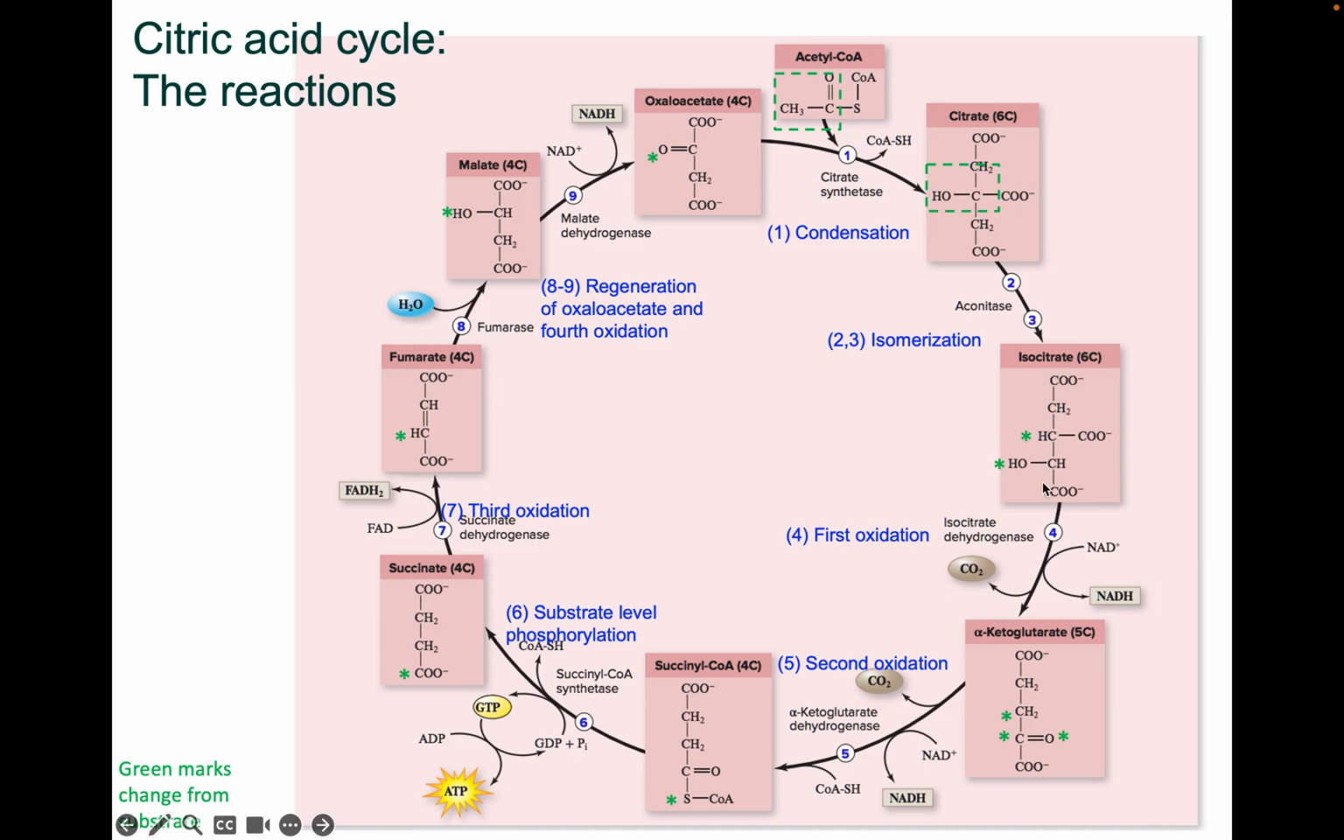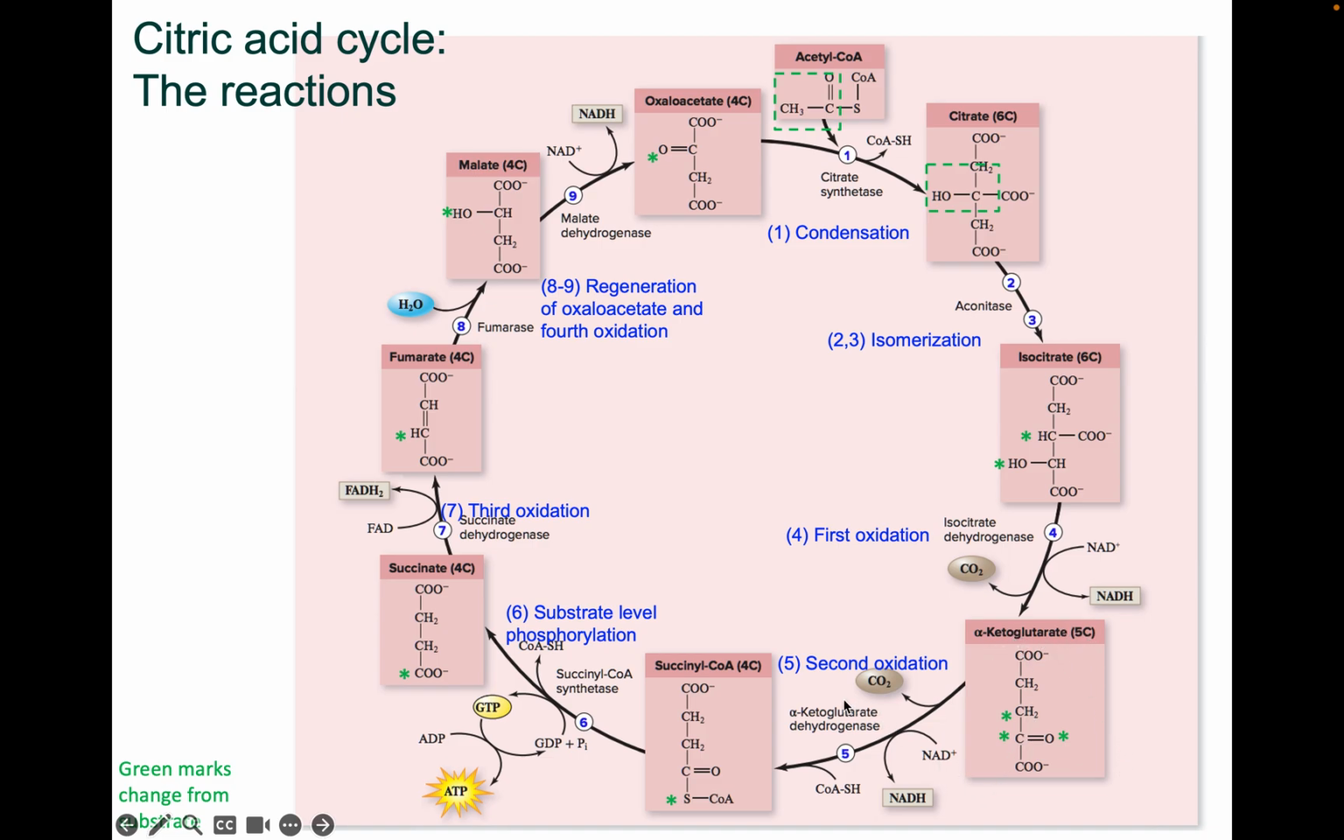Then isocitrate is first oxidized. And by first oxidized, basically here we're actually decarboxylating, we're removing CO2. So we're basically removing electrons, we're breaking them, and the electrons that are being removed are being given to NAD plus to give you NADH. So that's the first oxidation. And then this gives you alpha ketoglutarate, which is a 5 carbon, because now we removed 1 carbon out, so we have now 5 carbons.